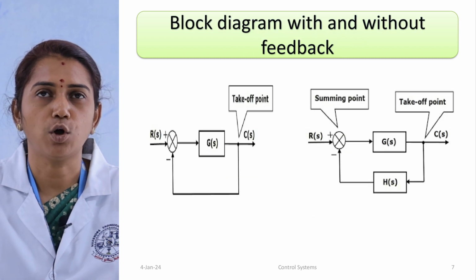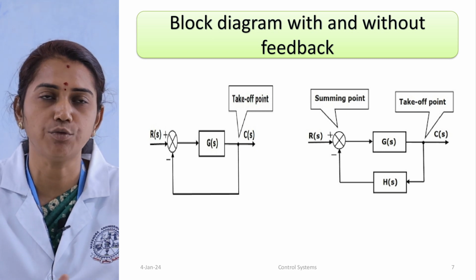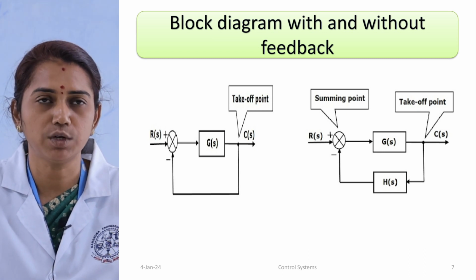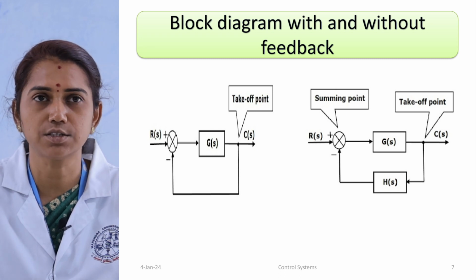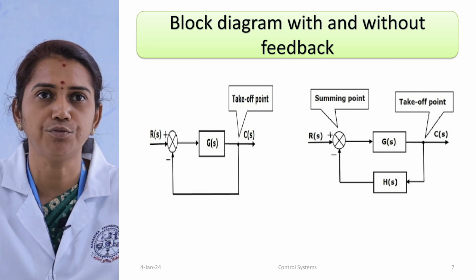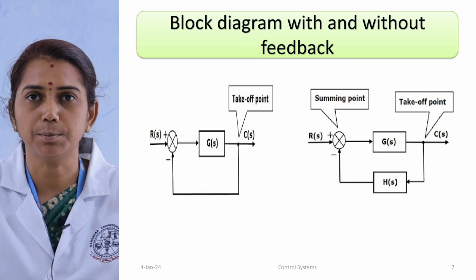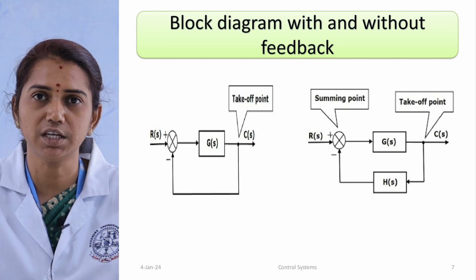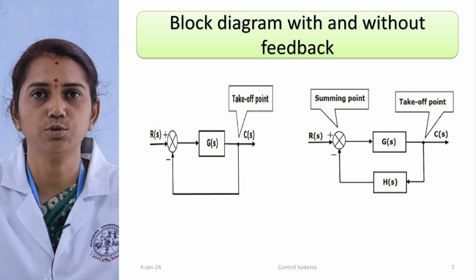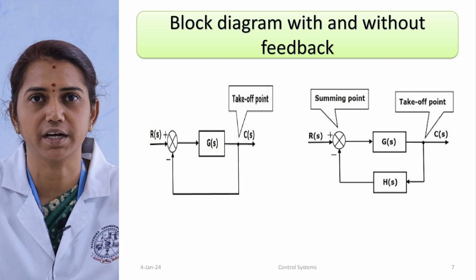Next, this is a block diagram with and without feedback. Without feedback means there is no feedback. Here we have one input, one summing point, one transfer function and the output. That is without feedback. With feedback, we give one input to the summing point, next to a transfer function. With the help of the branch point, the output is fed back and returned to the summing point. That is with feedback.